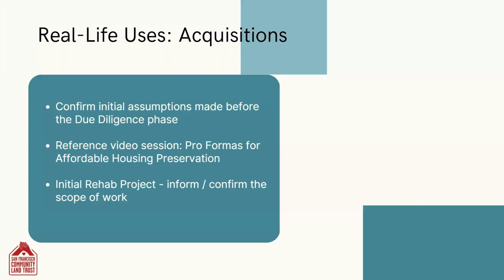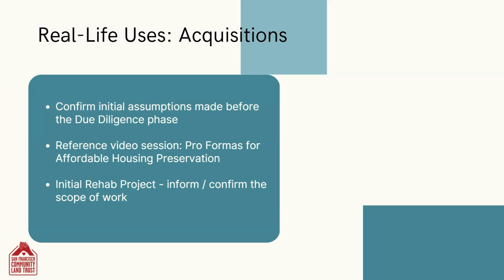So let's take a moment just to talk about some real life uses. On the acquisition side, the CNA can confirm some of the initial assumptions that were made before the due diligence phase. Before you placed an offer, you had made some assumptions about the general physical health of the building, the amount of immediate rehab work that would be required, the rehab that would be required year over year. And so these kinds of assessments can confirm and inform those assumptions.